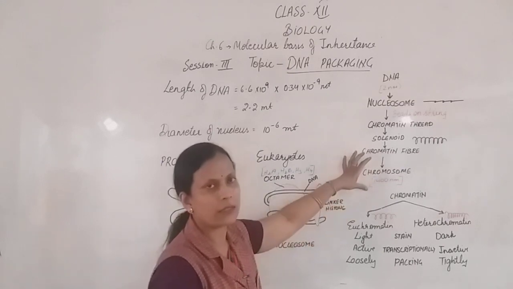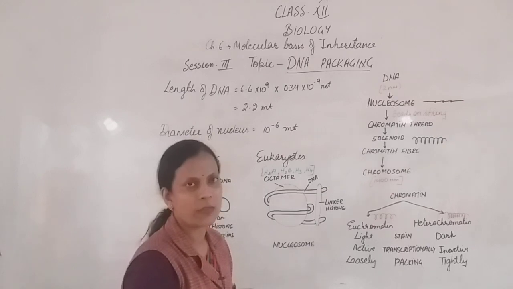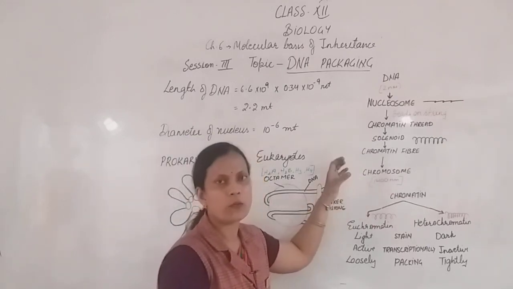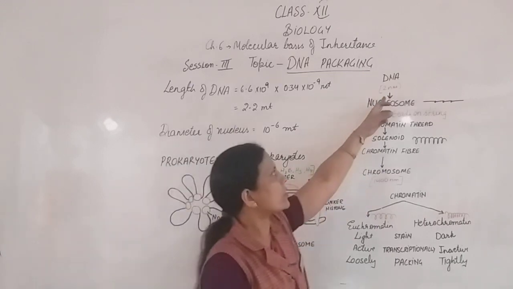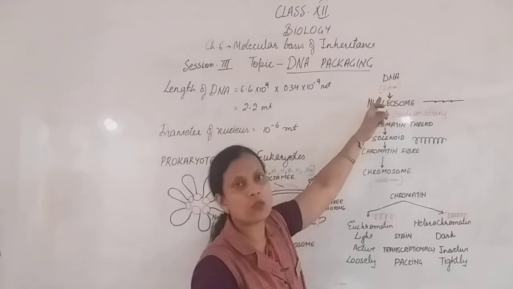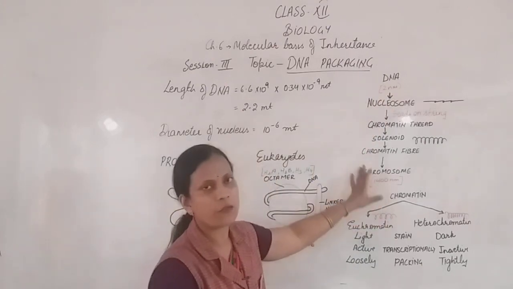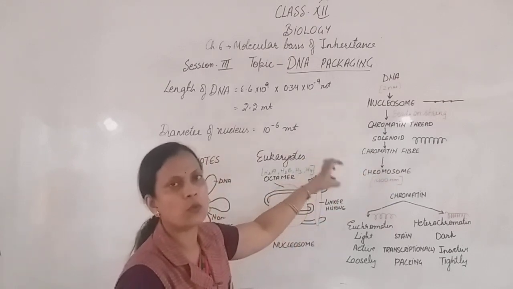Now during cell division, we know the chromosomes are best seen at metaphase. Best seen in the sense that the chromosomes are the most condensed form of DNA. So we can see the structure which was originally only 2 nanometer in diameter becomes 1400 nanometer in the form of chromosomes. So this is how DNA is packed in the nucleus.